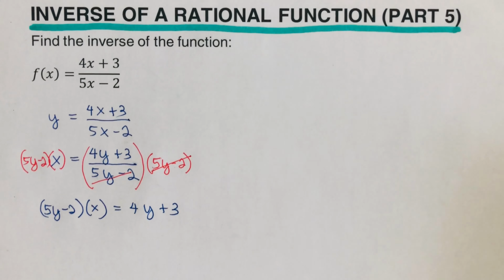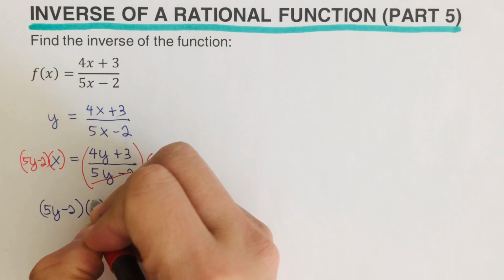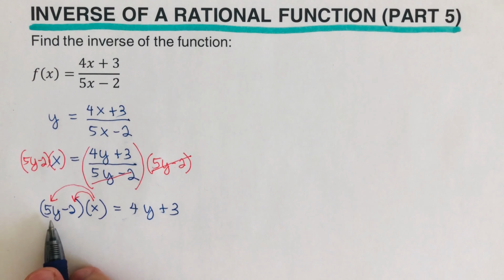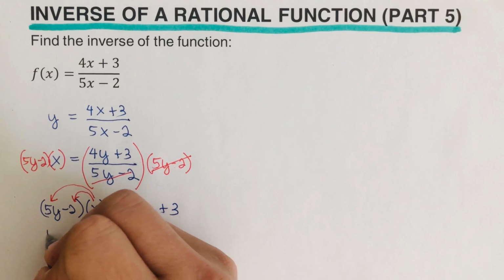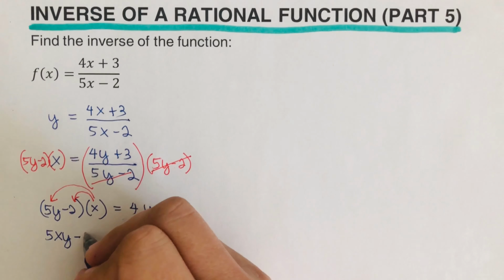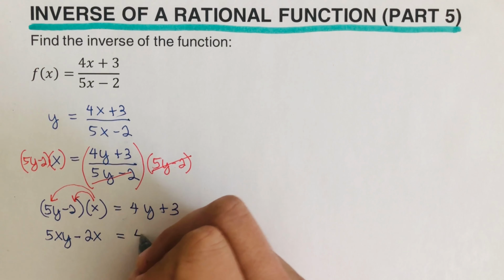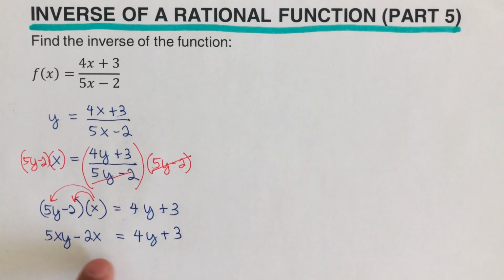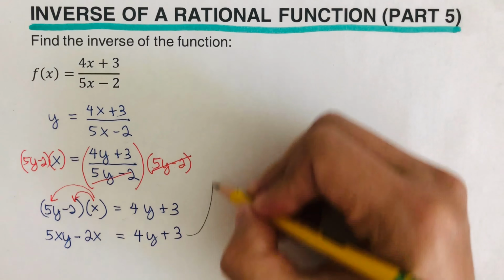Okay, so then I can go ahead and distribute the x to both terms inside the parentheses. So then if we do that, we can go ahead and multiply 5y times x, that's going to be 5xy, minus negative 2 times x is 2x, and that is equal to 4y plus 3. And then I'm just going to go ahead and rewrite that up here.